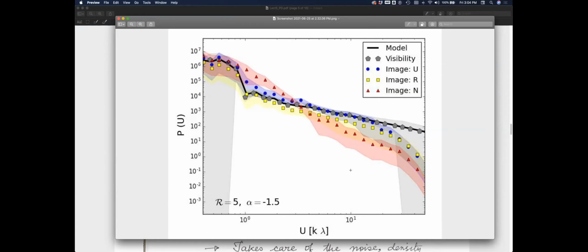But this is just to demonstrate what happens if you blindly use the image to get the power spectrum. So I have chosen a mock sky.